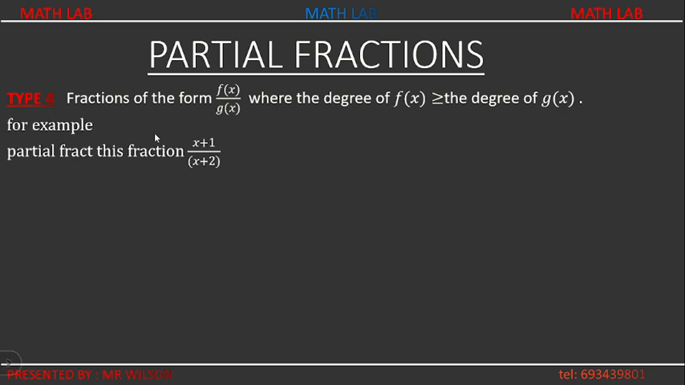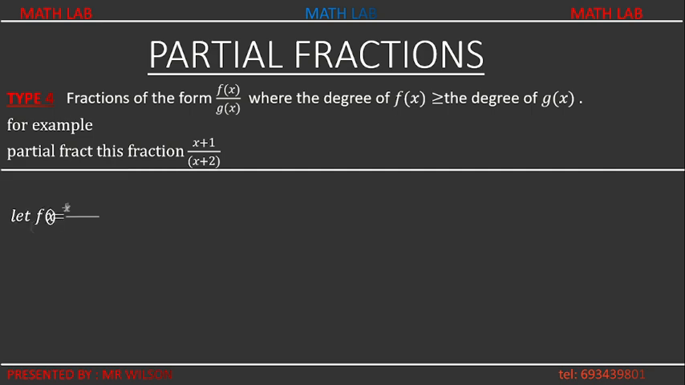So let us have an example. We have x plus 1 all over x plus 2. For this case, you can already see that the degree of the numerator equals the degree of the denominator. So how do we decompose this type? For the solution, you will let f of x be equal to x plus 1 all over x plus 2. So this now will be equal to what?